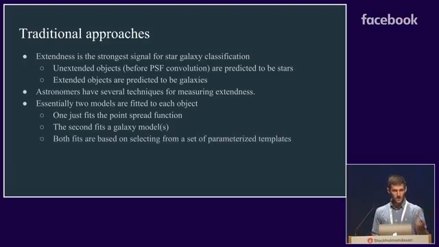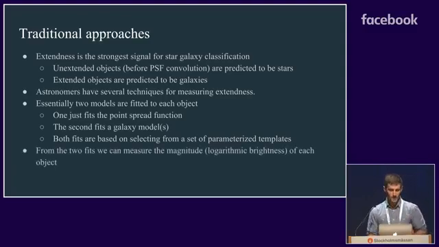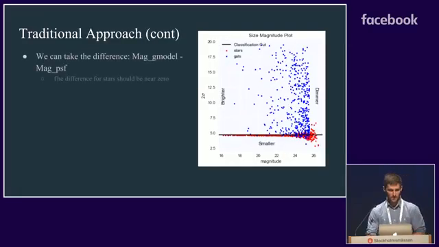Just to mention, both of these fits are generally selected from parameterized templates, so you usually are doing some sort of chi-square test to make these fits. From these two fits, you can measure what's called a magnitude. A magnitude is just the logarithmic brightness of an object. It's important to note that it's an inverse relationship, so the smaller the magnitude, the brighter the object, and the larger the magnitude, the dimmer the object. Okay, so we measure the magnitudes from the two models, so we get the magnitude for the PSF and the magnitude for the galaxy model, and then we can take their difference. For stars, the difference should be near 0, and for galaxies, the difference should be greater than 0.